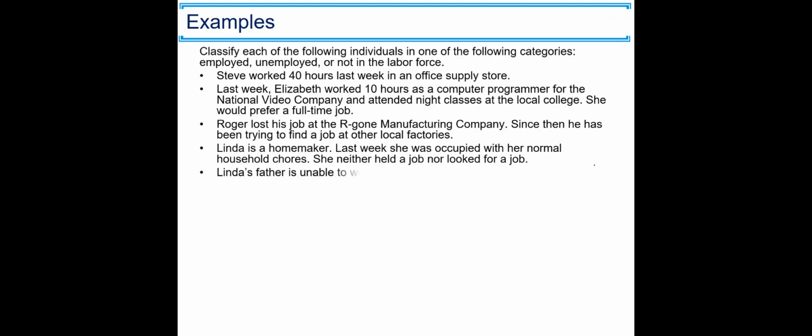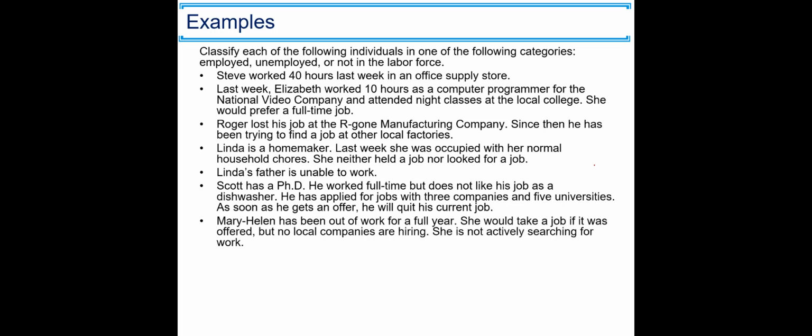So here we have some examples that I want you to classify, each of them into one of the categories: employed, unemployed, and not in the labor force. So let's start with the first one. Steve worked 40 hours last week in an office supply store. So this person is employed.